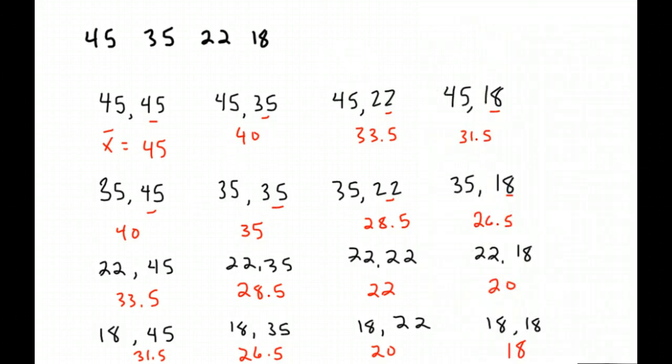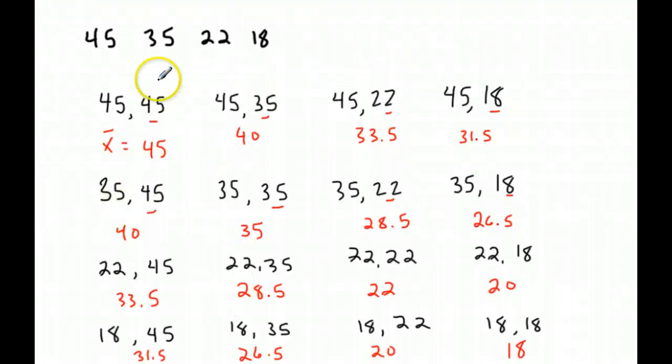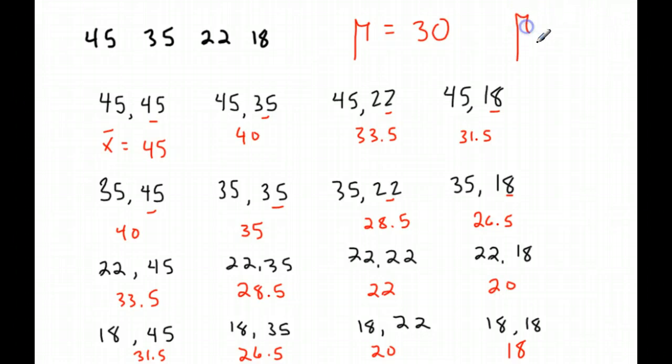This goes back to what I was saying before. It's just further illustrating this idea: the mean of the sample means is equal to the population mean. We found the mean of these 4 numbers to be 30. That's the population mean. And these are all the possible sample means, and we found their mean to be 30. So the mean of the sample means, all of these numbers down here, was equal to 30. The mean of the population is equal to the mean of the sample means. That's what we mean by that.